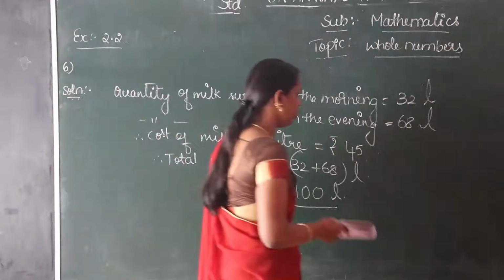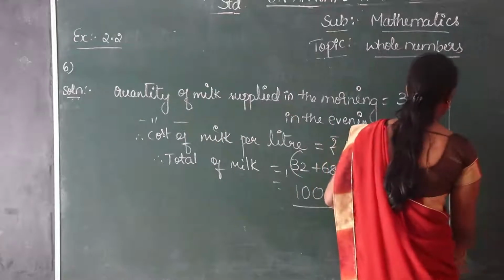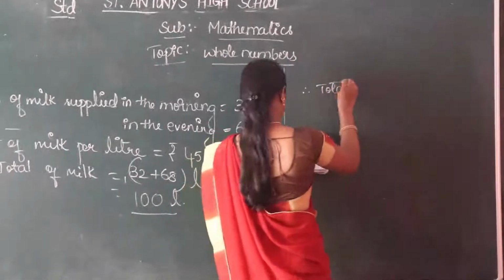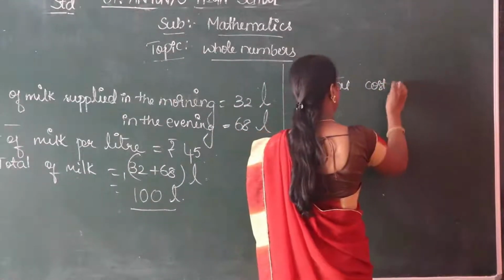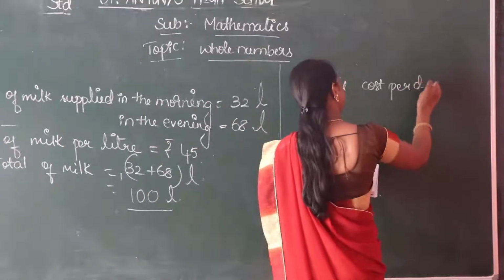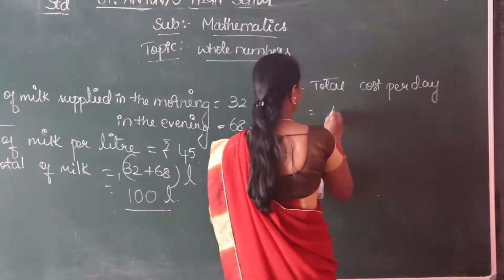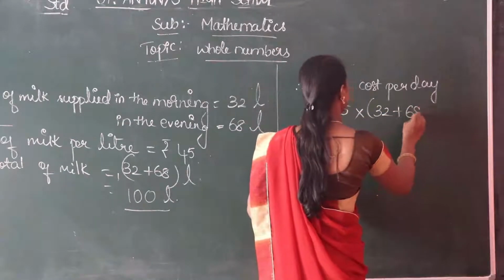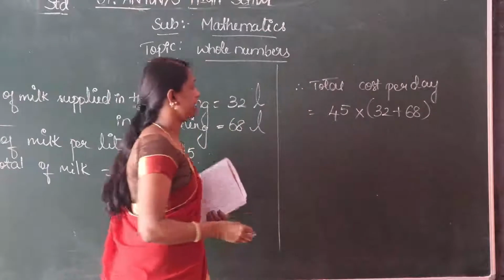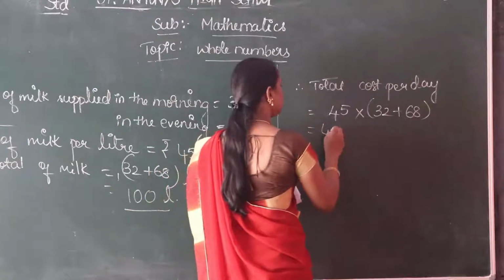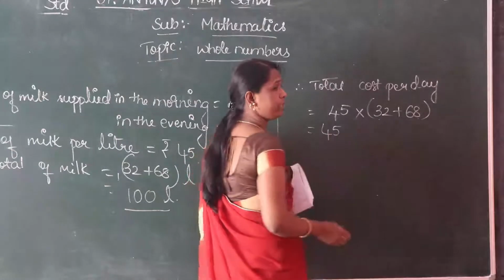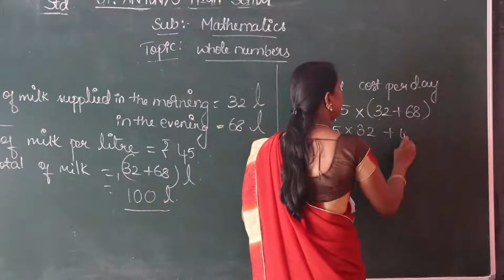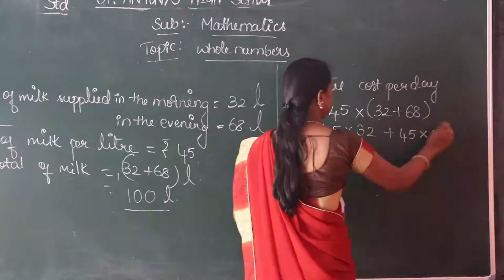This number. So we are using the rearrangement property. Therefore, total cost per day is equal to, same method, 45 into 32 plus 68. We have to multiply both 32 and 68 by 45. 45 into 32 plus 45 into 68.